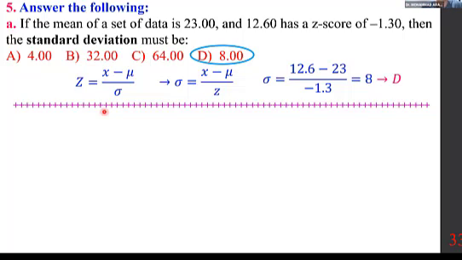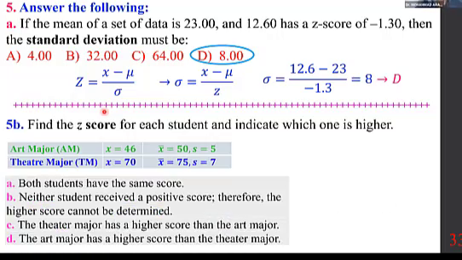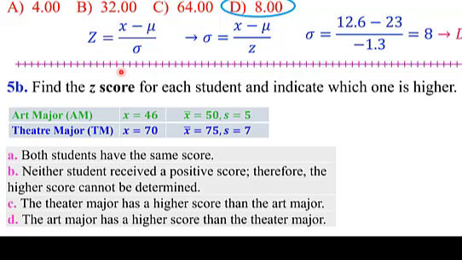X minus mu over sigma. What is it good for, the z-score? Find the z-score for each student and indicate which one is higher. When we have a case such as this one, we are dealing with art measure and theater measure, and we have different scales and we want to compare their scores. Therefore, we compare their z-scores.